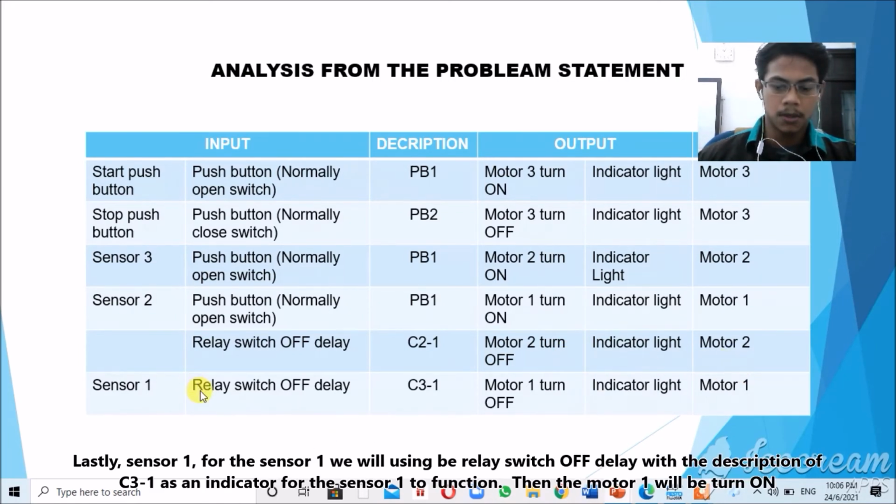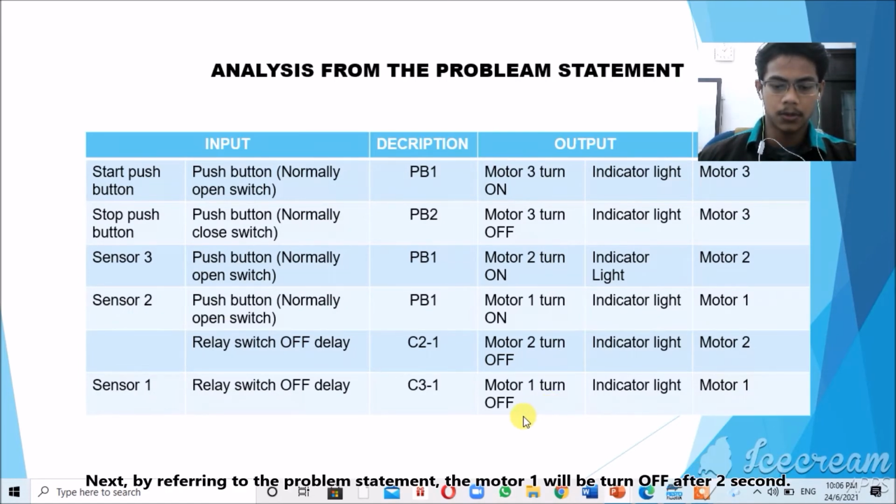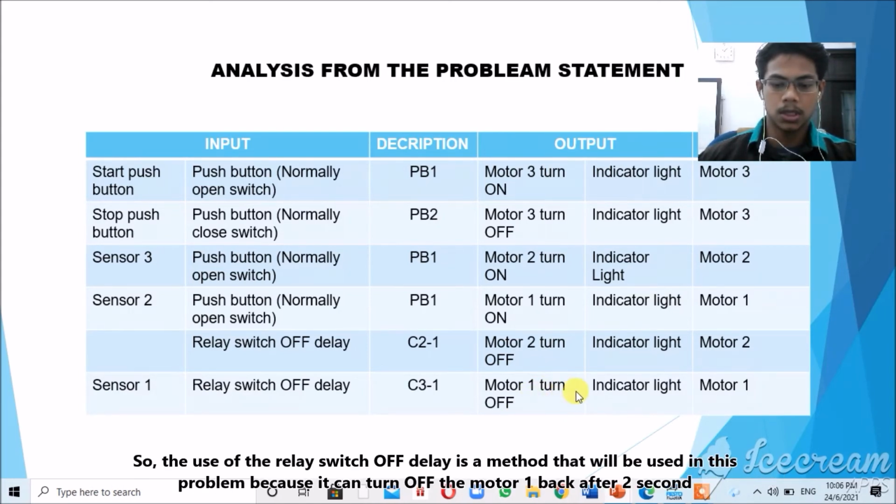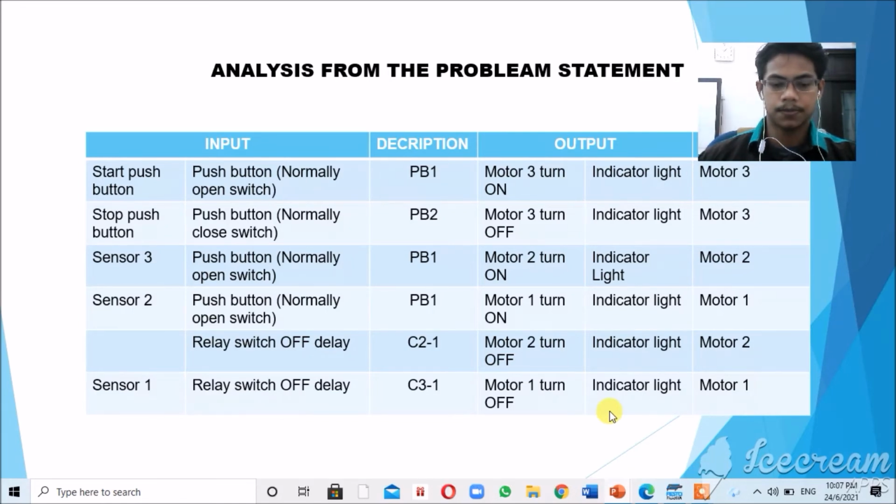Lastly, sensor 1. For the sensor 1, we will be using the relay switch off delay with the description of C31 as an indicator for the sensor 1 to function. Then motor 1 will be turned on. Next, by referring to the problem statement, the motor 1 will be turned off after 2 seconds. So the relay switch off delay is the method that will be used in this problem because it can turn off the motor 1 back after 2 seconds.